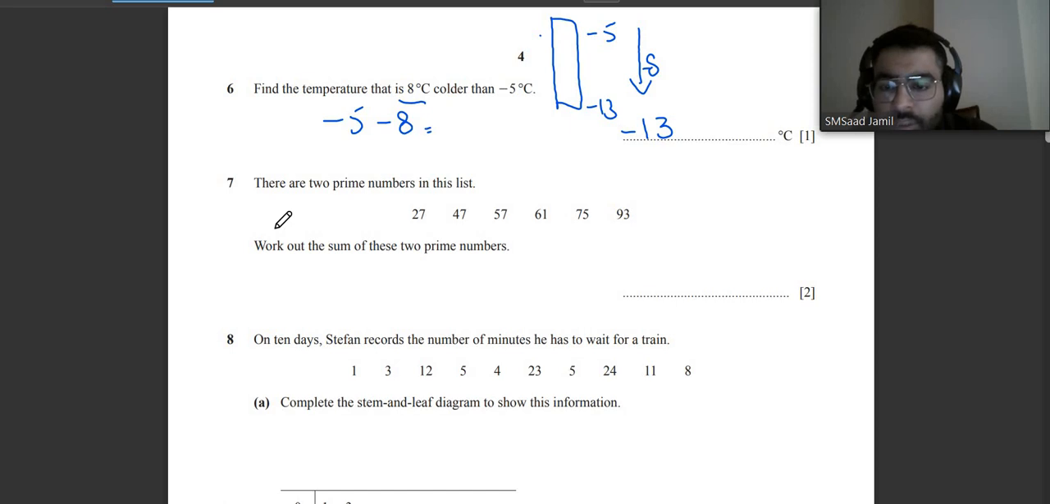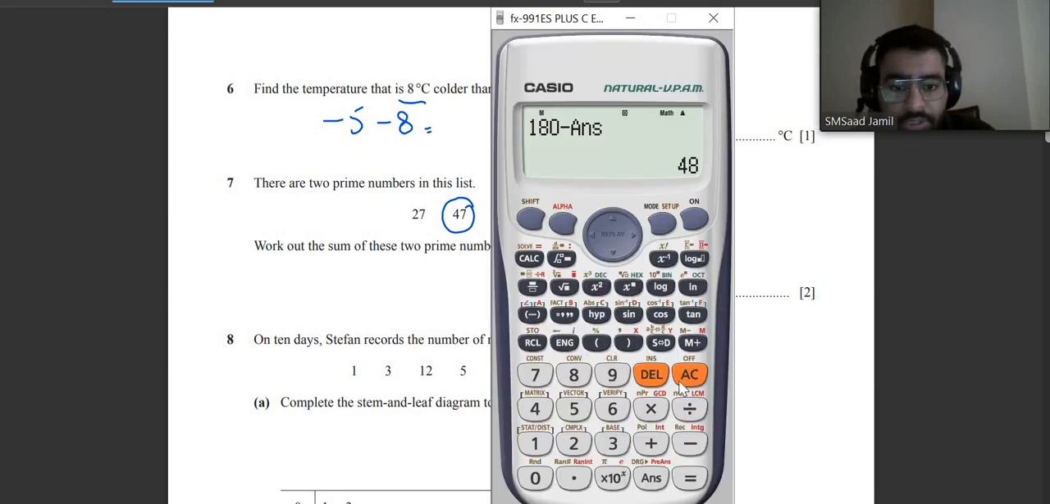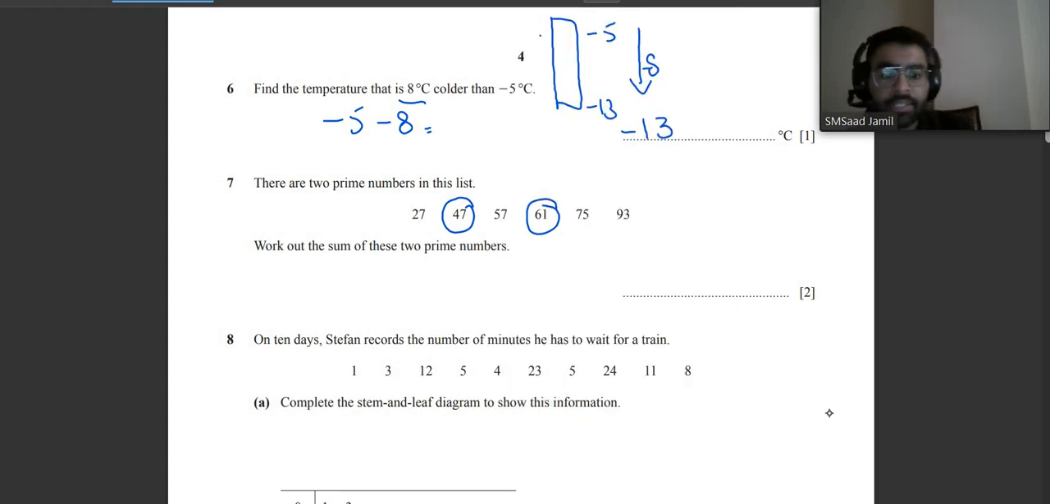Now, question 7. There are two prime numbers in this list. Work out the sum of these two prime numbers. Prime numbers are numbers that only come in the table of 1 and their own table. They are not divisible. If you look over here, we have one prime number which is 47, the other prime number which is 61. It says work out the sum of these two numbers. So 47 plus 61 is 108.